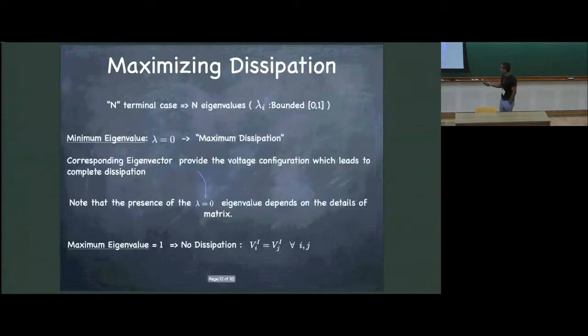So in an n-terminal geometry, that gives you an efficient way of identifying, given an S matrix, what should be the voltage configuration so that you have maximum power dissipation. And if you have the right S matrix, then you can have even the fully dissipative case, where whatever power is input is entirely dissipated.